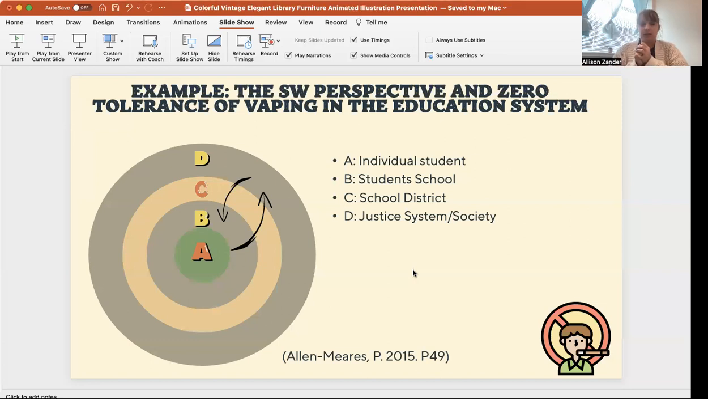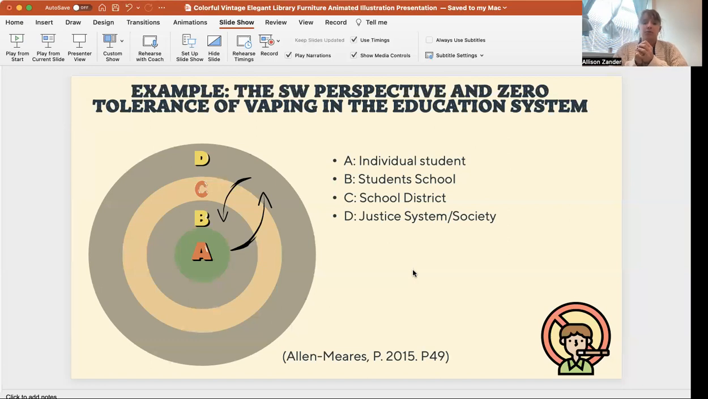So, how that looks from a systems perspective is, in the center is the smallest entity, which is the individual student. And teenage brains aren't fully formed, they make dumb decisions. So a kid ends up vaping or doing something similar on a school campus.